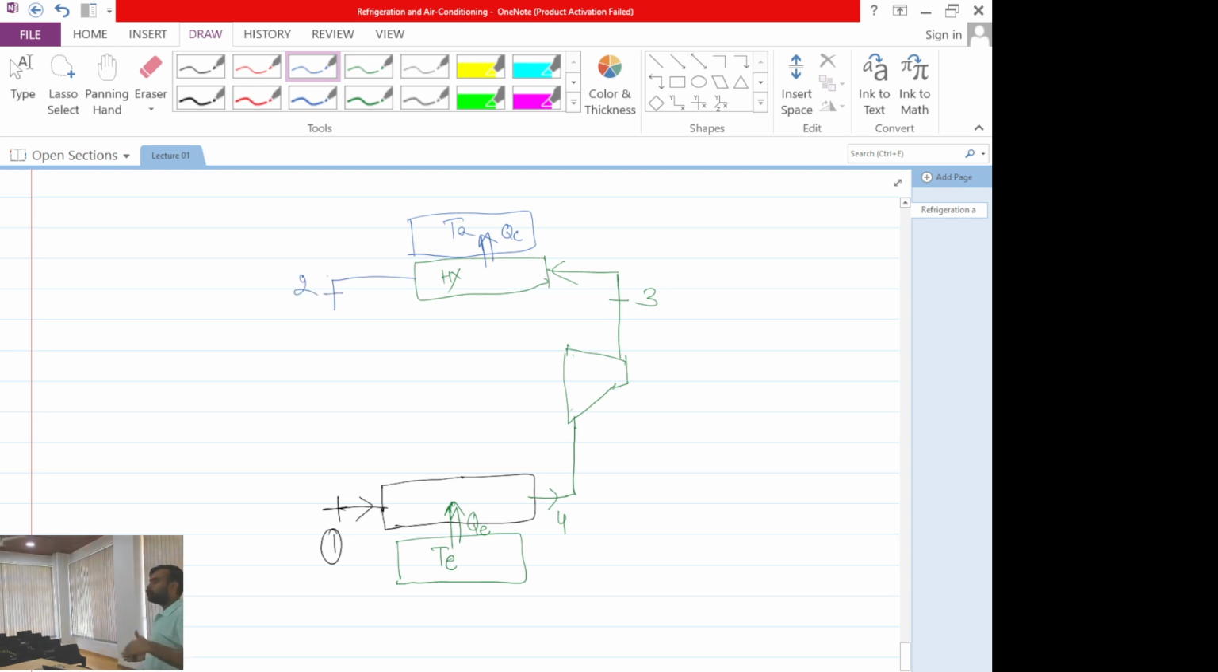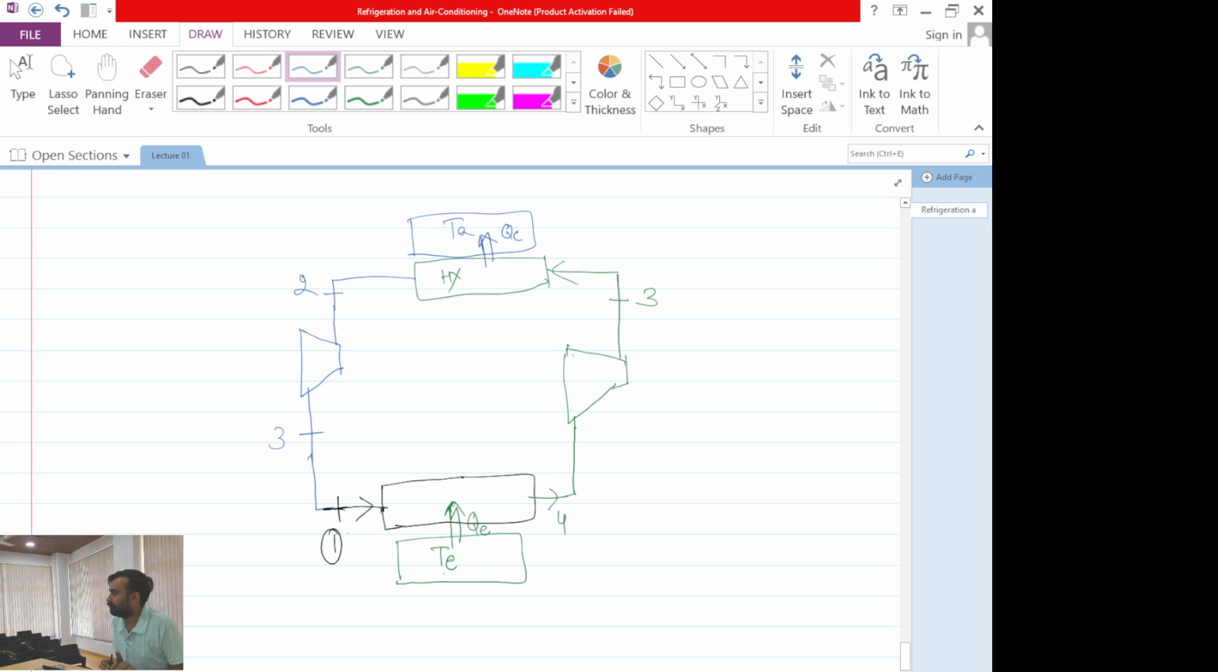Now from 2 to 1 I have to decrease the pressure in which manner? Isentropic manner. So to decrease the pressure in an isentropic manner, I have to use a turbine over here. Okay. So now I will be using a turbine which will be giving me state 1. All are clear with this? So now the cycle is completely reversed.